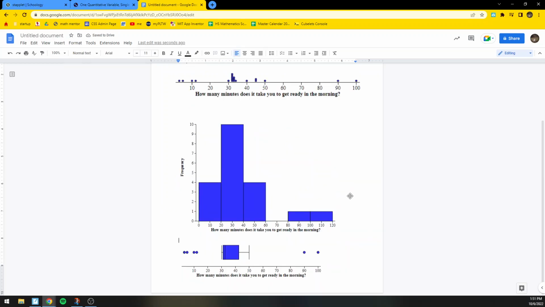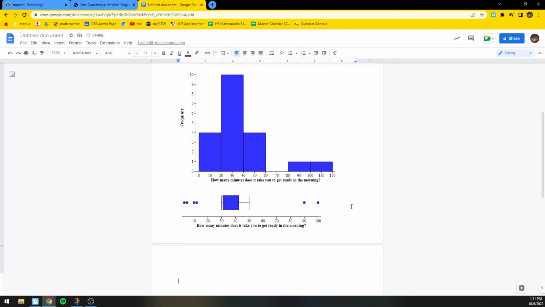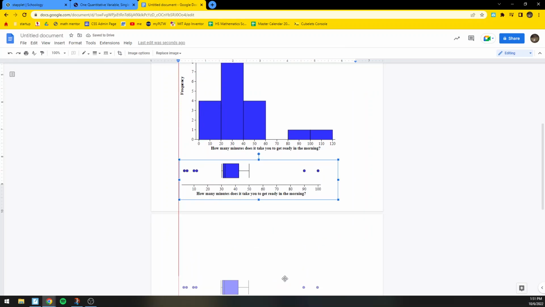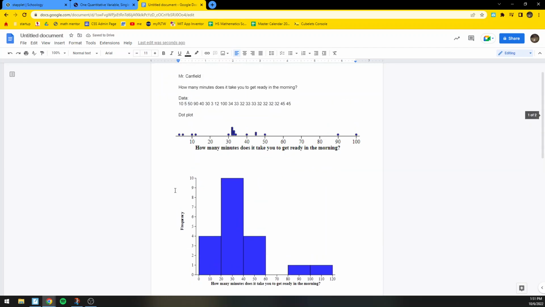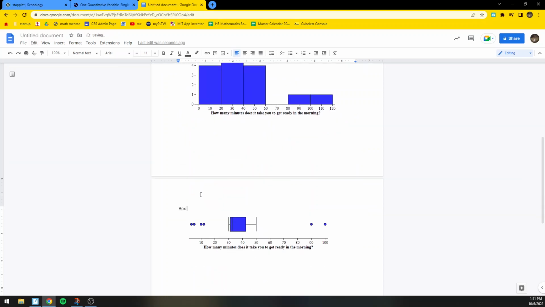sometimes it can be a little finicky to copy paste stuff into Google Docs. But I believe in you. I believe you'll figure it out. So there's my dot plot, there's my histogram, and then here's my box plot. So what I understand about these is that these are outliers that would make the whiskers exceptionally long, so we kind of leave them out of the whiskers. And there's roughly 25% of the data in each of these sections.